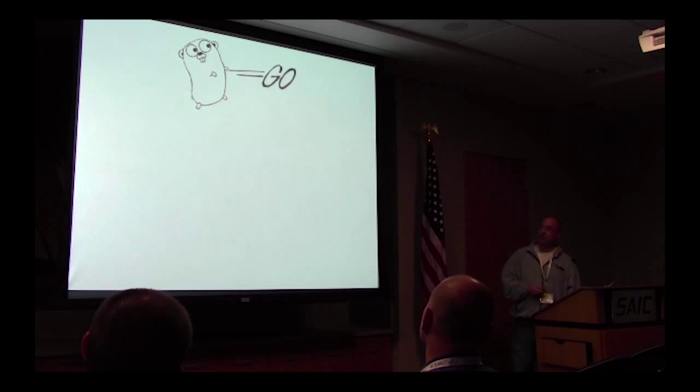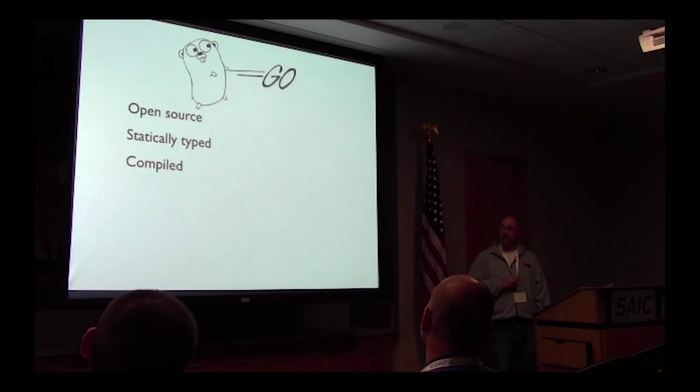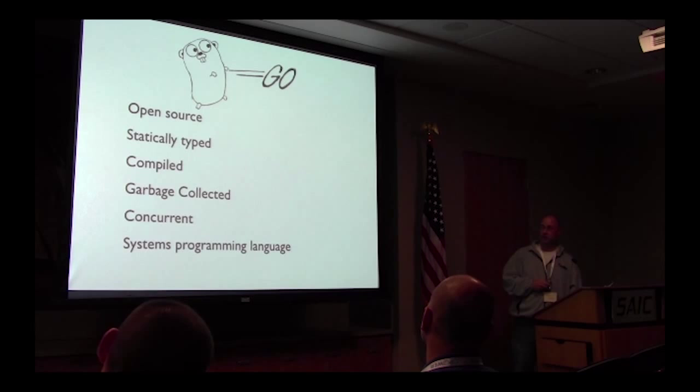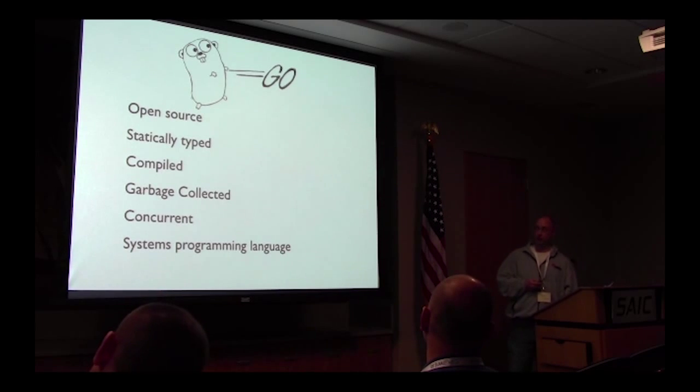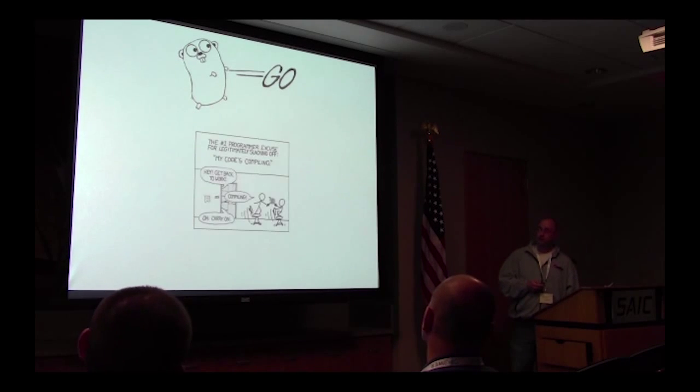But now back to the Google Go part. So Google Go is an open source, statically typed, compiled, garbage collected, concurrent systems programming language. Thank you very much. You can all leave now. This is the money slide, right? This is sort of the high-level picture. It's what you need to know. Of course, we're going to delve into a little bit more detail now.